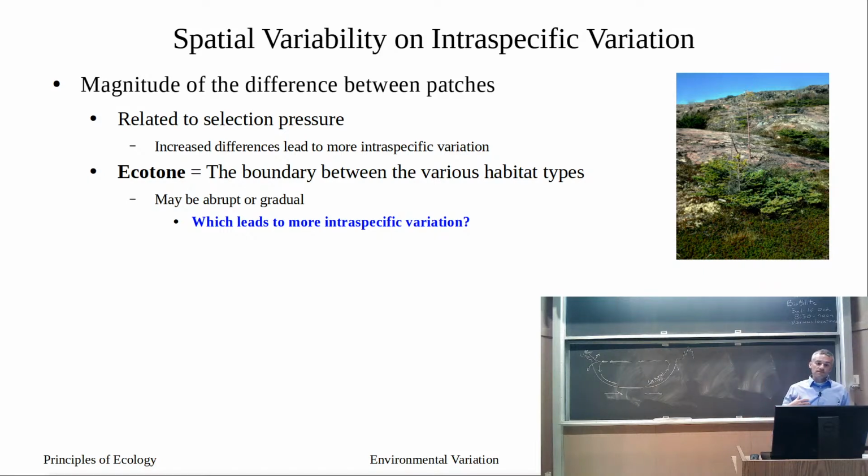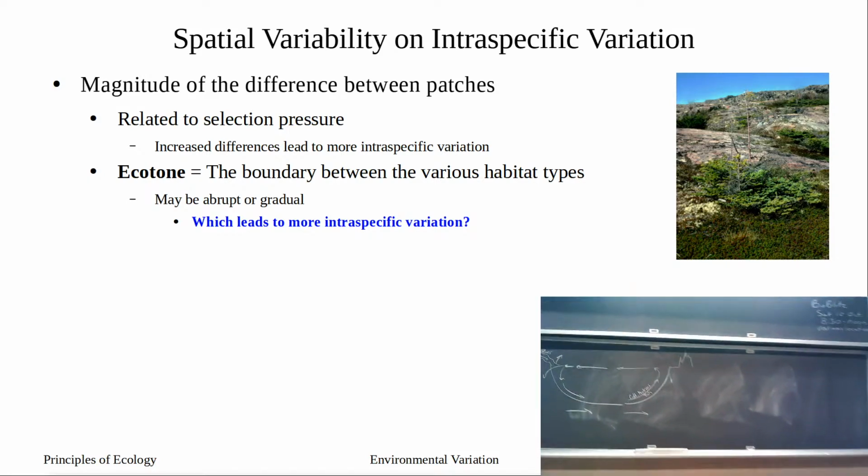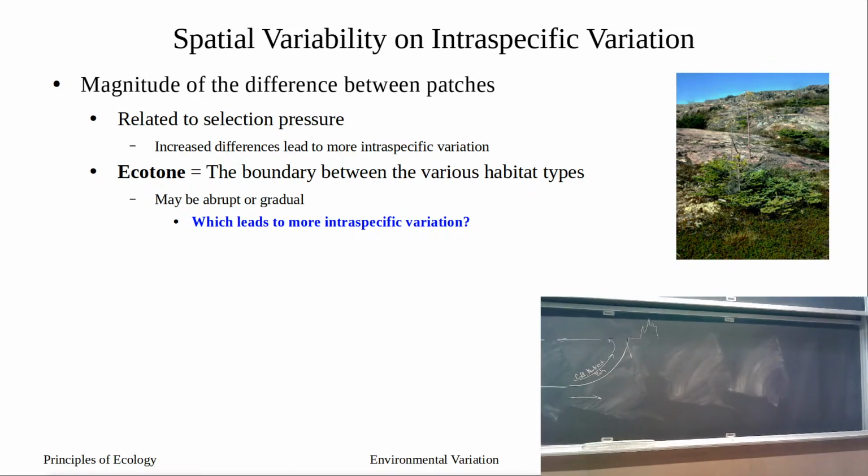However, we have to account for that boundary layer. So the boundary layer between our patches is called the ecotone. All right, don't confuse this with ecotype. The ecotone is the boundary layer between our various habitats. This boundary layer can be very abrupt or it could be very gradual. And that has a role in the intraspecific variation.